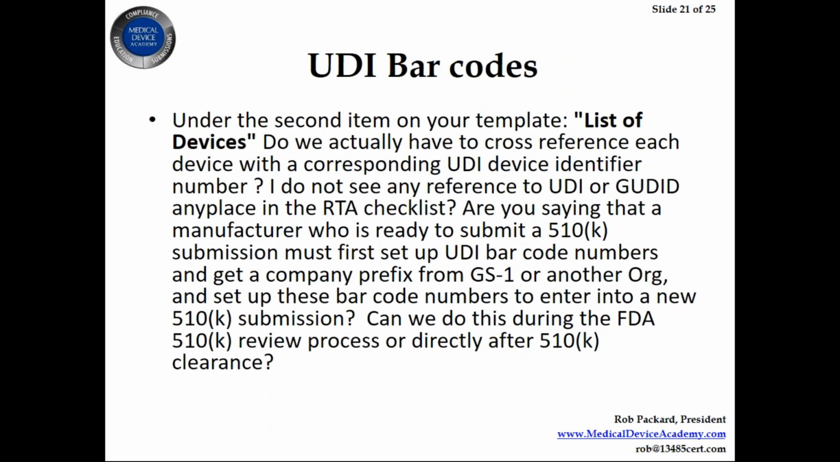Every configuration could potentially require that, so you really need to pursue that early, but it doesn't need to be part of submission. Now in my template, I left a column for UDI barcodes, but you can delete that column if you don't have UDI barcodes. There's no reason to put NA there, just delete the column.